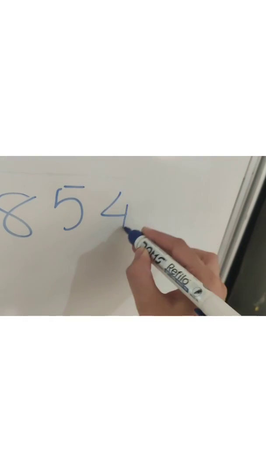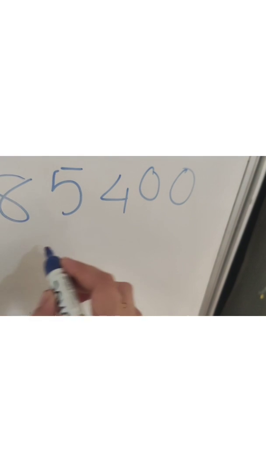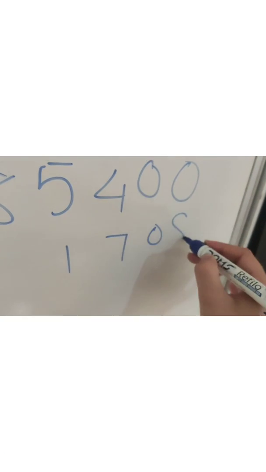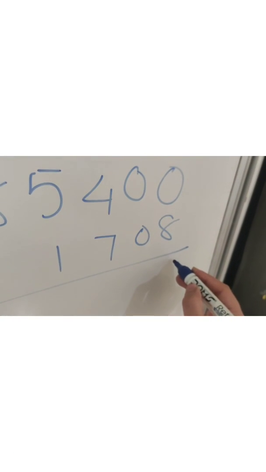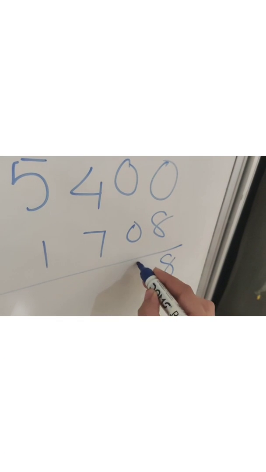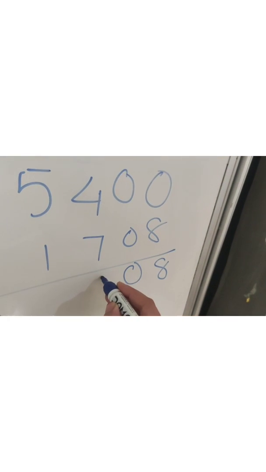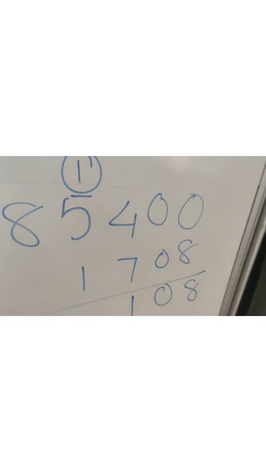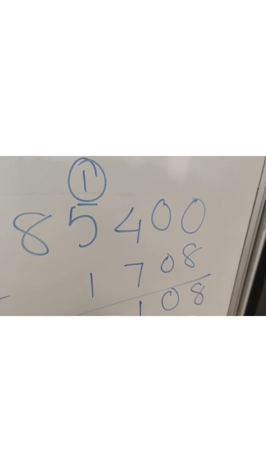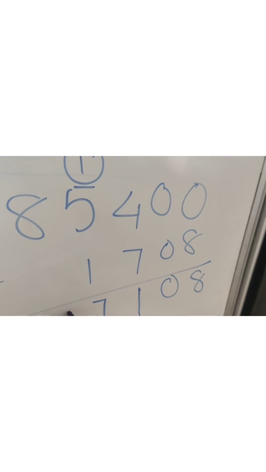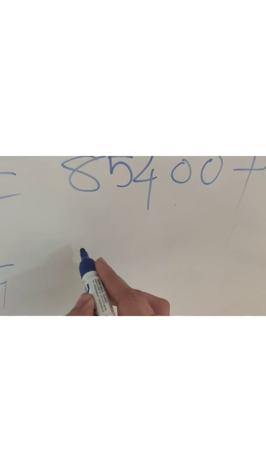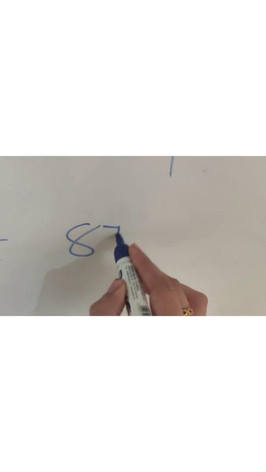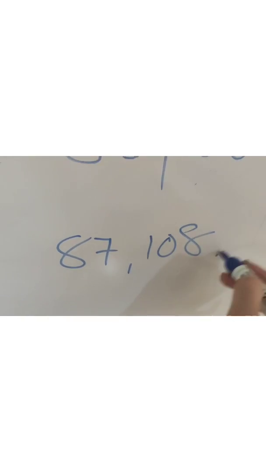85,400 plus 1,708. So 0 plus 8, 8, 0. 4 plus 7 or 7 plus 4, 11, 1 carry over, 5 plus 1, 6, and 7 and 8. So this is your answer, 87,108.